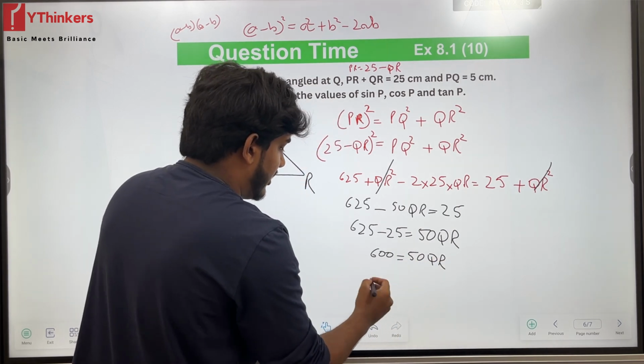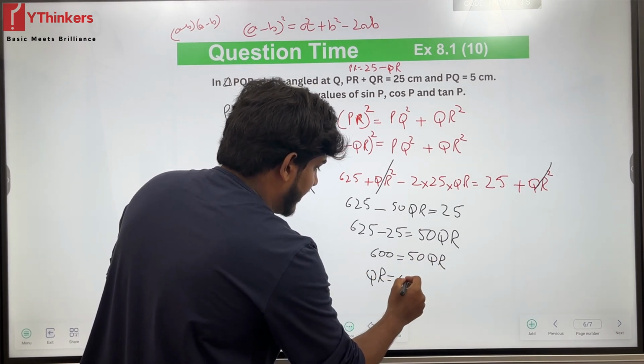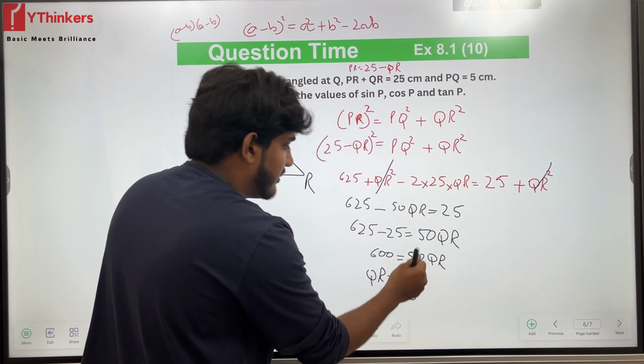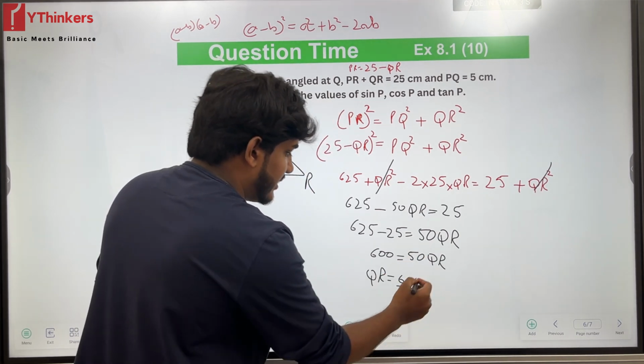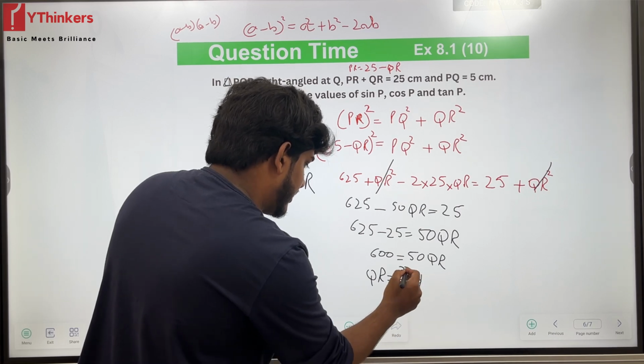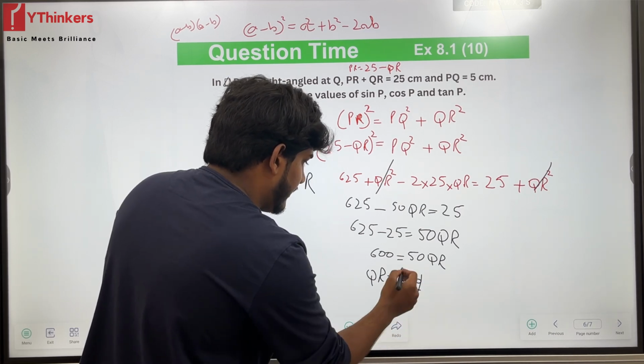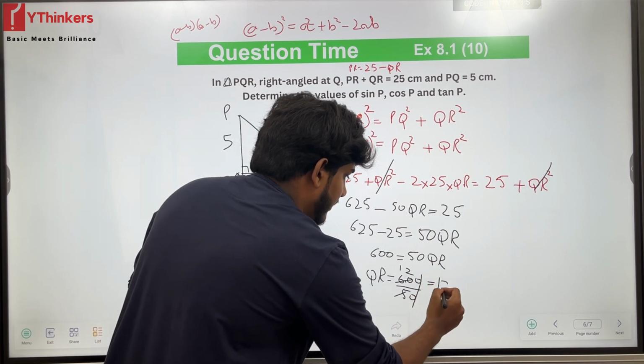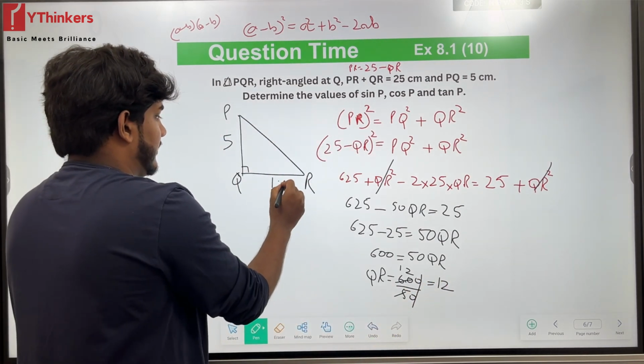Okay, I want QR as subject, so can I write 600 divided by 50, because whichever term is in multiplication when it goes to other side becomes division. So 0 0 cancel and this becomes 5, sorry not 30, 5 1s are 5, 5 2s are, so 12. I've got QR value as 12.